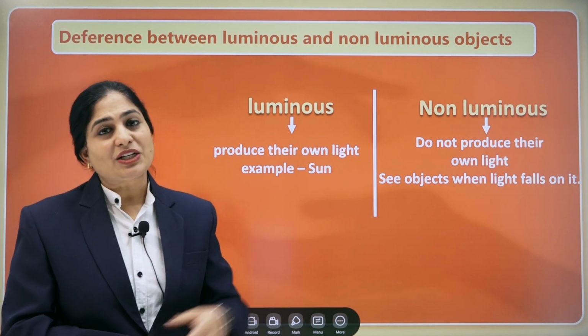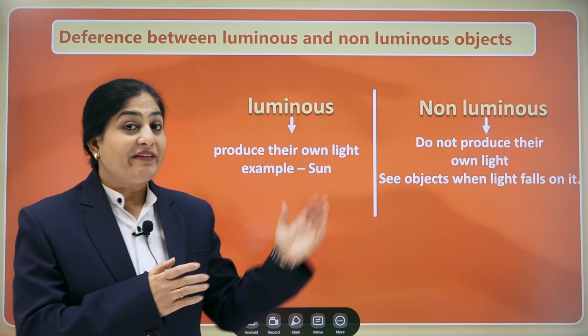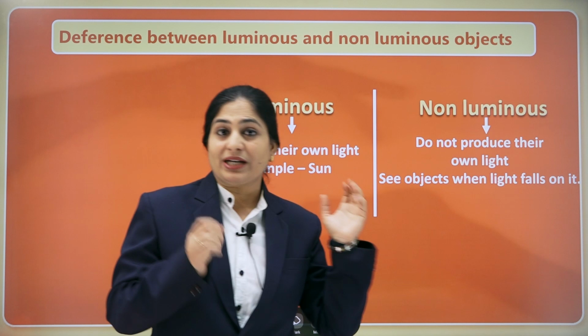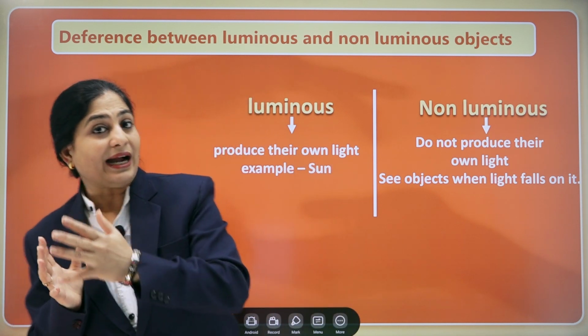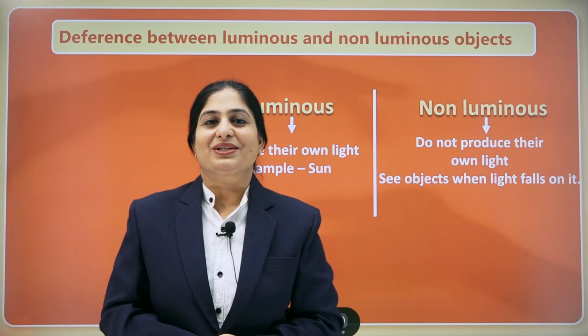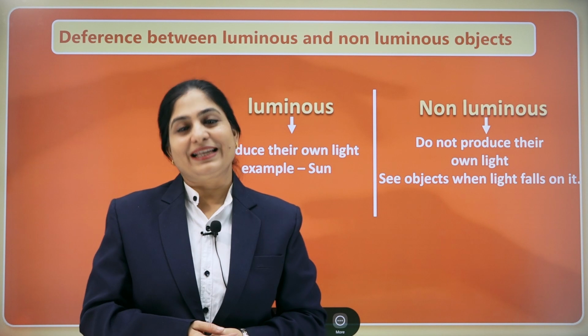The thing is, we can see such non-luminous objects easily because when light falls on them, they reflect it. So we see an object when light falls on it, gets reflected and comes to our eyes. How this takes place, we'll continue and discuss in the chapter.